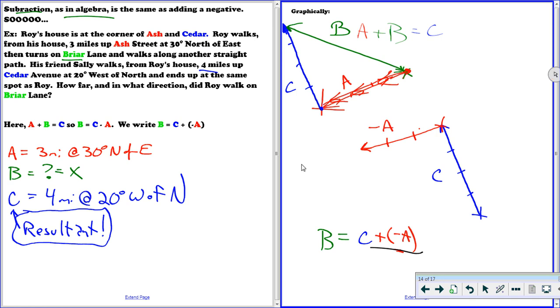Oops, that's a terrible arrow. All right, and so what do you notice? Well, look, this vector B here looks pretty much the same as this vector B here. The other thing you can think about too is that when you add vectors, the order doesn't matter. So I could have written this as negative A plus C, which is going to look exactly the same as my first drawing.